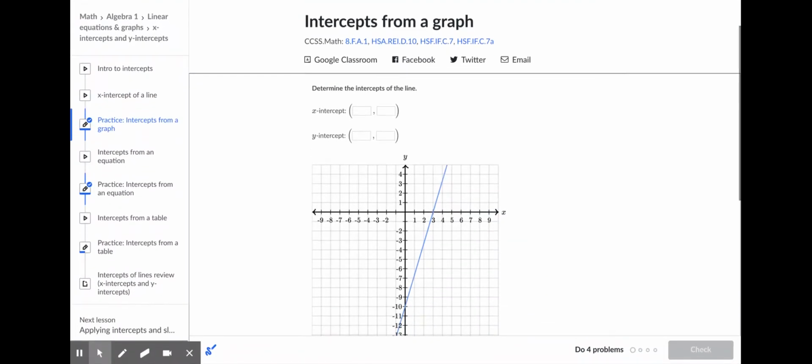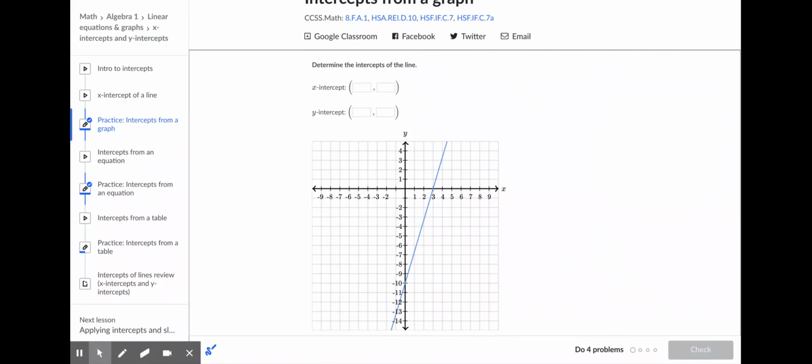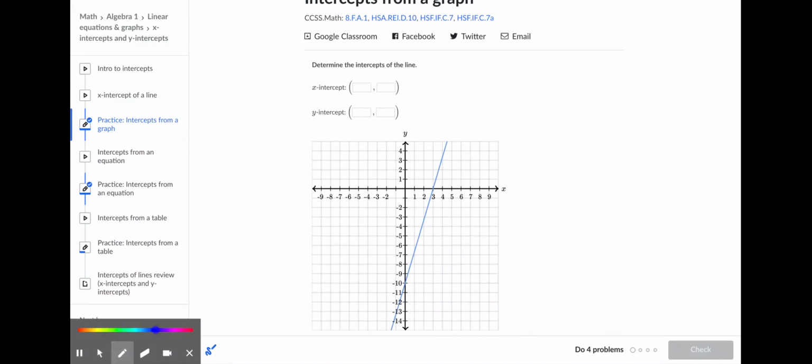Okay, guys, let's do some intercepts from a graph. Here they give us the coordinate plane and they want us to determine the y and x intercepts from the graph. So first they ask for the x-intercept. I look at my x-axis. I see that it intercepts my x-axis at 3, 0. So the answer for my x-intercept will be 3, comma, 0.